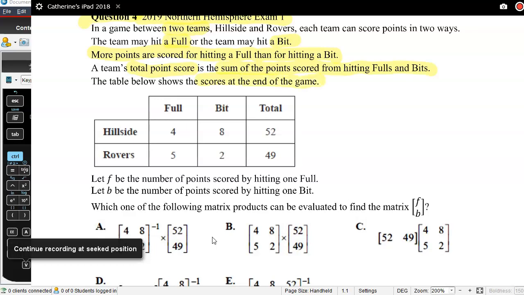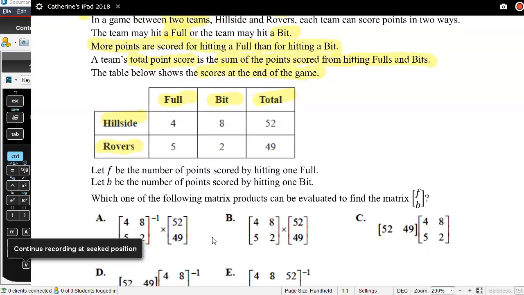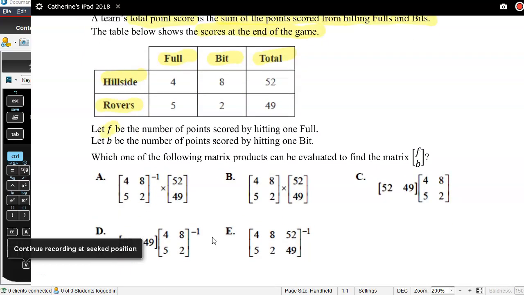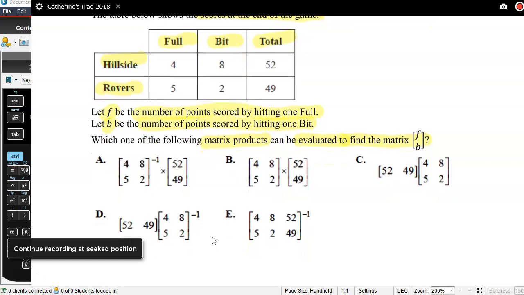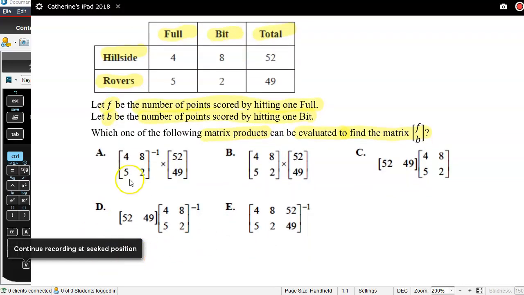Okay, so we've got here your fulls and your bits and your totals for each team. So let F be the number of points scored by hitting one full. Let B be the number of points scored by hitting one bit. Which one of the following matrix products can be evaluated to find matrix FB? In other words, we're not being asked to actually solve it. We're just being asked, well, which one of these will give you a solution?